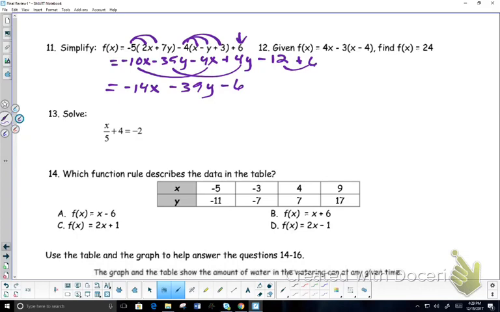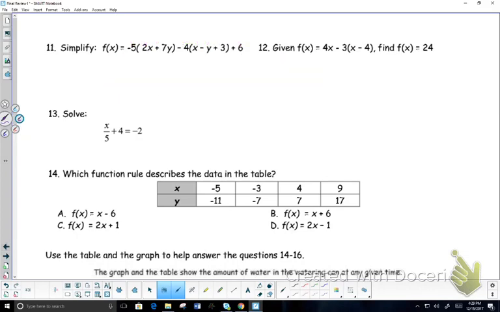Okay? The next one, I'm going to clear this ink off so I got my space again. The next one says f of x equals 24. That's the same thing as saying y equals 24 because f of x is y, okay? So that means all you have to do, since f of x equals 24, we can substitute 24 for f of x.